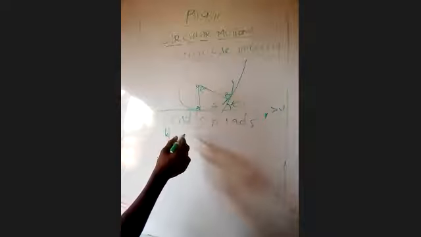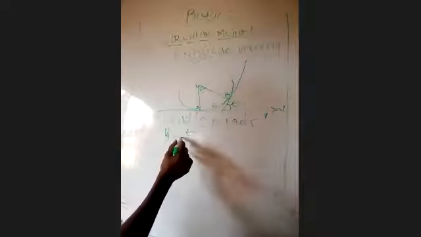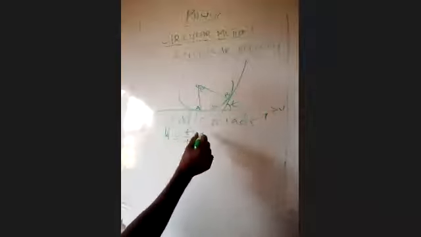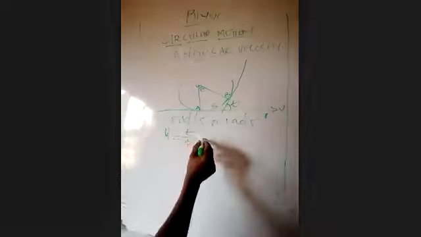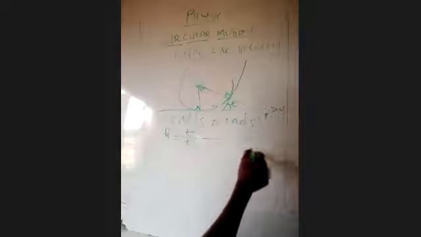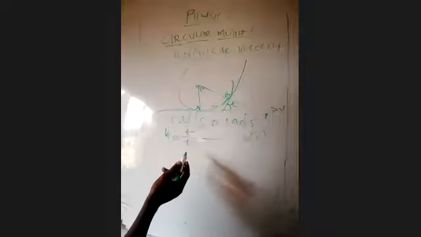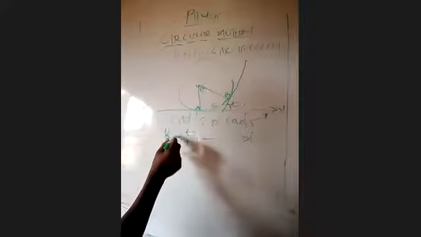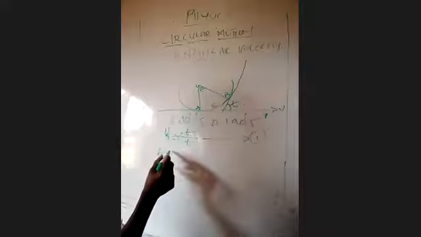Now we can prove this. The angular velocity ω is equal to theta all over time t. Let's assume this as equation 1. Now, when we cross multiply, theta will be equal to ωt.